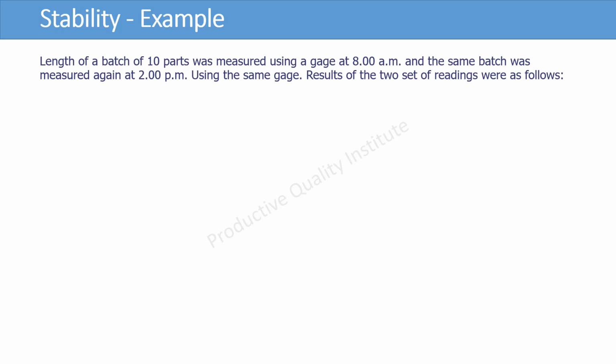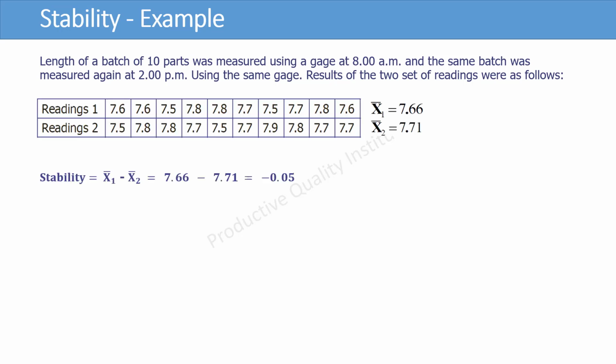The length of a batch of 10 parts was measured using a gauge at 8 a.m., and the same batch was measured again at 2 p.m. using the same gauge. Results of the two sets of readings were as follows. Stability is equal to x1 bar minus x2 bar, which is equal to minus 0.05.